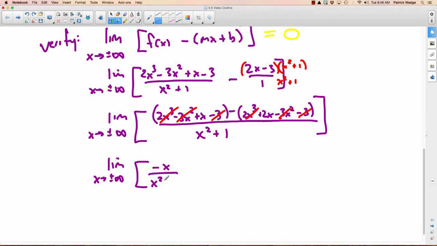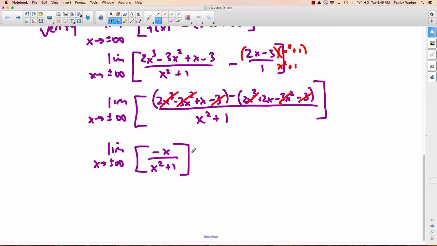over x squared plus 1. Now, we've got something that's quite manageable. Do you remember how to find the limits when you have rational functions? We find the biggest degree, which is x squared, and we divide everything by that. So we're going to have the limit as x approaches positive or negative infinity. We have negative x over x squared divided by x squared over x squared plus 1 over x squared.